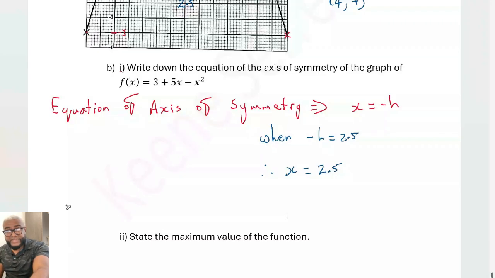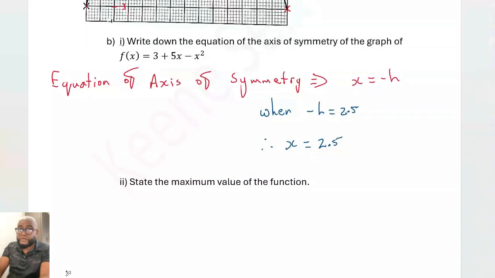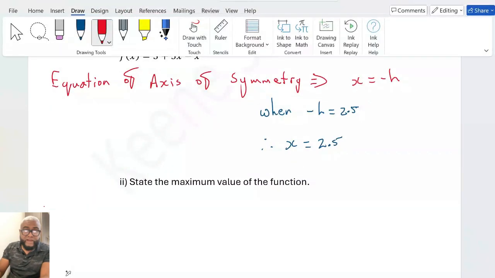Then they proceeded to ask: state the maximum value of the function. The maximum or minimum value of a function. Write this down, review.